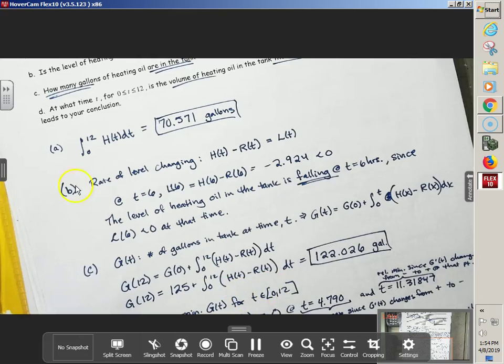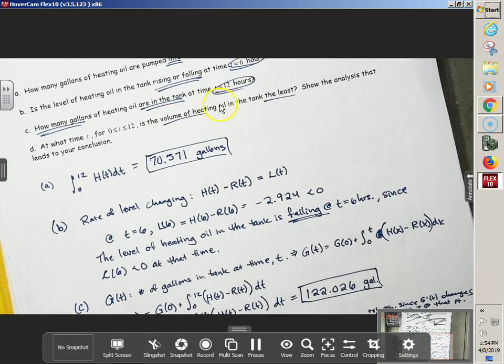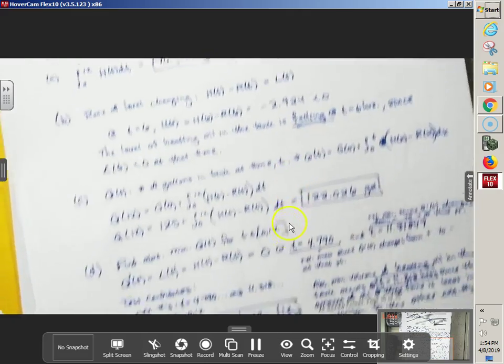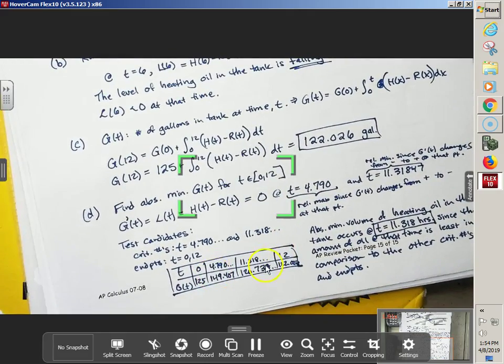Is that cool? Then letter D is super similar in that once you have figured out that this G guy is how much oil is in the tank, I just need to find his absolute min. So to find his absolute min, you guys should have seen me testing critical numbers and endpoints. Endpoints are 0 and 12. Critical numbers, I had to actually find them. Anyway, my notation was getting confusing here, but I needed G's derivative, aka L, to be 0. I needed the derivative of the combined effect to be 0.